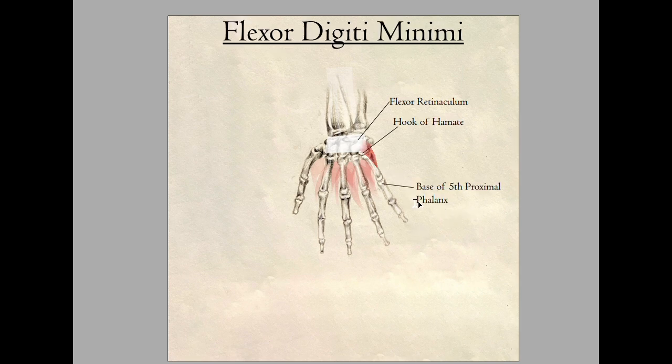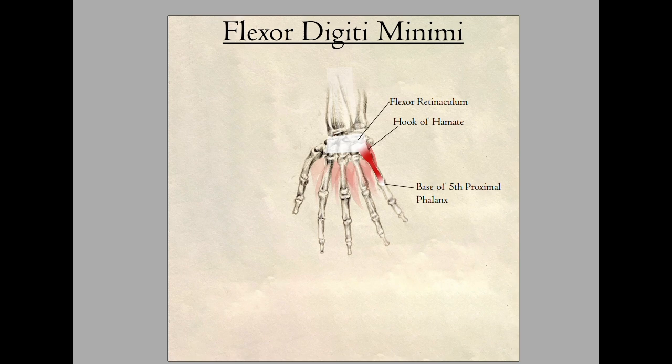Flexor digiti minimi. Flexor digiti minimi is also attaching to the flexor retinaculum and the hook of hamate. And then from there, it goes to attach to the base of the fifth proximal phalanx. Okay, so what does that tell us? It basically exerts its force across this fifth metacarpal phalangeal joint, and specifically, it's going to flex. So it's going to flex the fifth metacarpal phalangeal joint, okay? And that's what that's going to look like, okay?